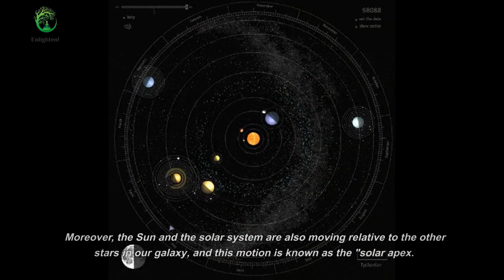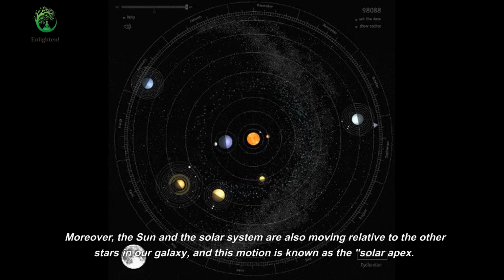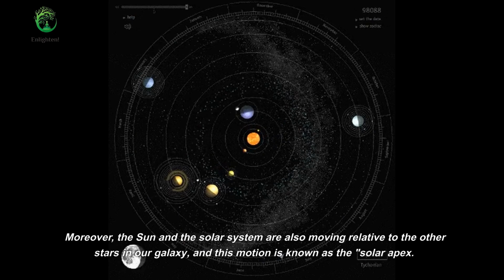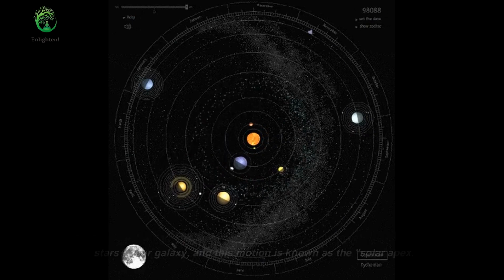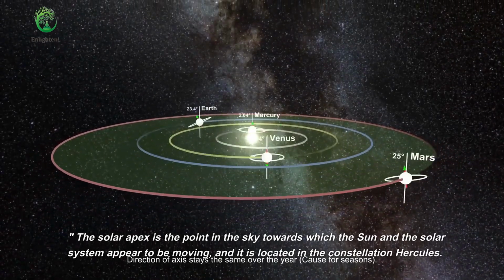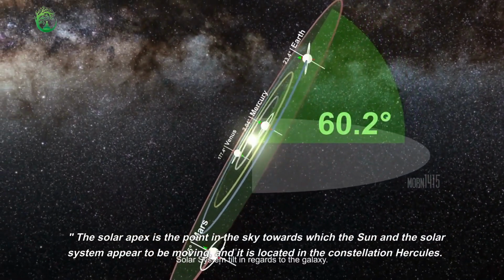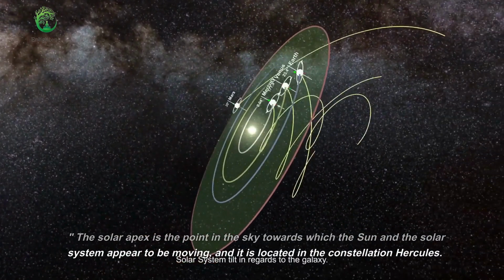Moreover, the Sun and the solar system are also moving relative to the other stars in our galaxy, and this motion is known as the solar apex. The solar apex is the point in the sky towards which the Sun and the solar system appear to be moving, and it is located in the constellation Hercules.